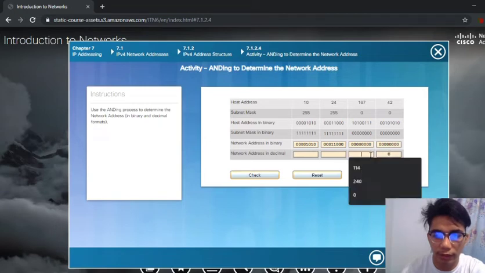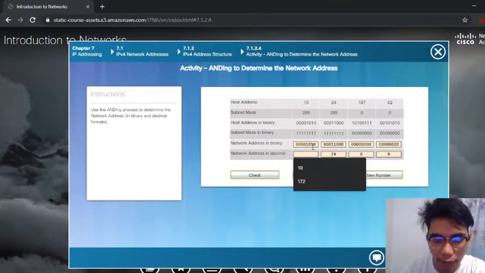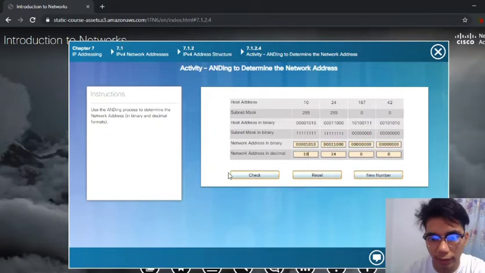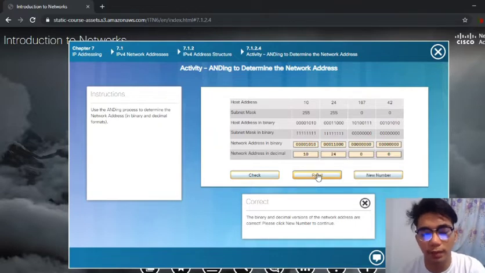Then this would be 0, 0, and this would be 1, 2, 4, 8, 16, 24. This would be 24. Then 1, this would be 10. Let's check, and we are correct again. And as you can see, it is somewhat very easy to determine the network address.